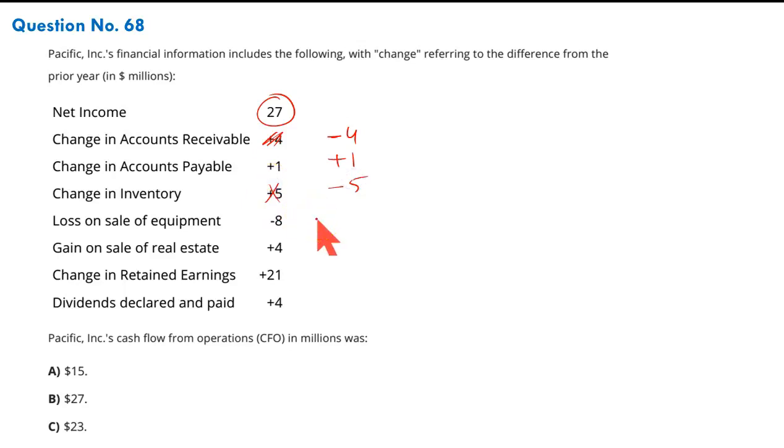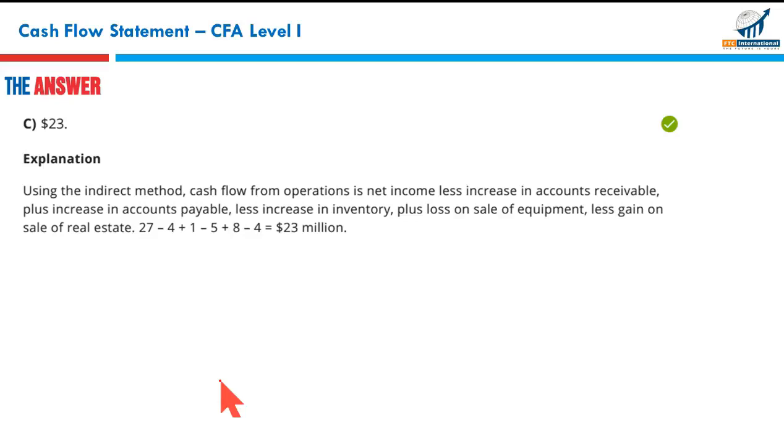Loss on sale of equipment. Loss, you already know. Gain is deducted, loss added. Even if it's negative, we know loss is to be added to net income. Gain on sale of real estate. If it's gain, you need to deduct this. Retained earnings and dividends, they have nothing to do with it. Now you can simplify this. 27, negative 4, plus 1, negative 5, plus 8, negative 4 gives you a total of $23 million. That is the cash flow from operations, and that makes C the correct option, and C it is.